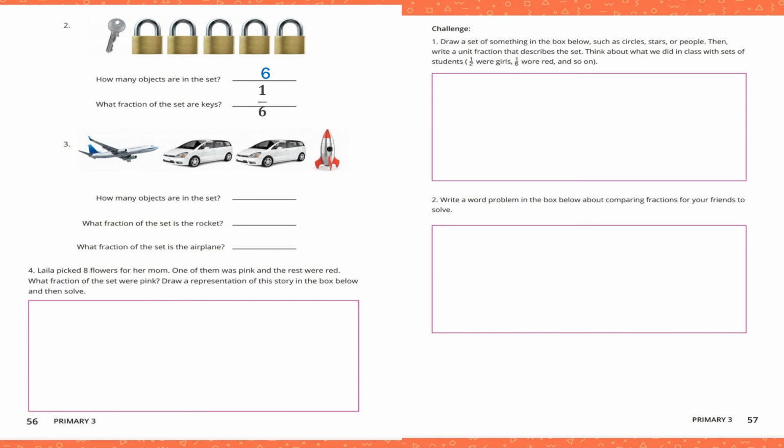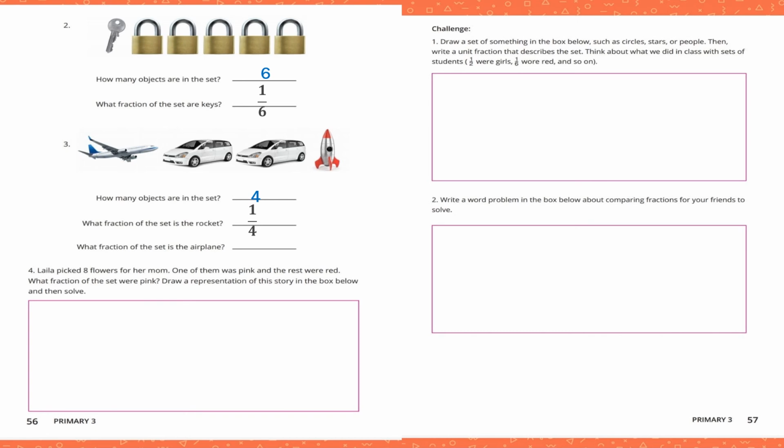Question number 3. How many objects are in this set? 1, 2, 3, 4. 4 objects. What's the fraction of rockets in the set? How many rockets here? This red one. One rocket. One rocket out of what? 4 objects. So it's 1/4 or a fourth.